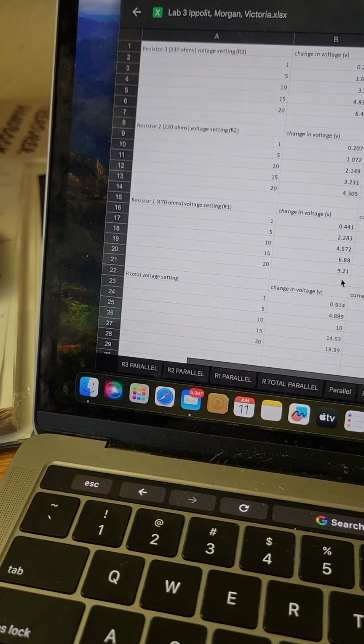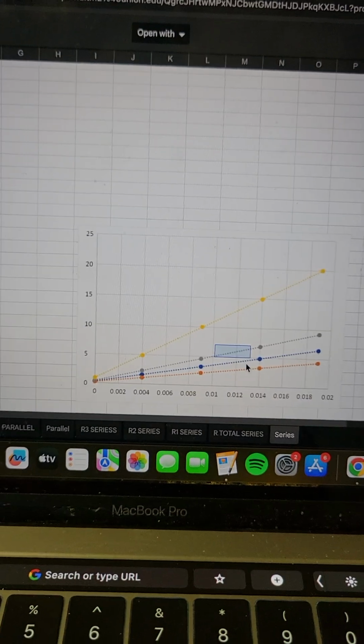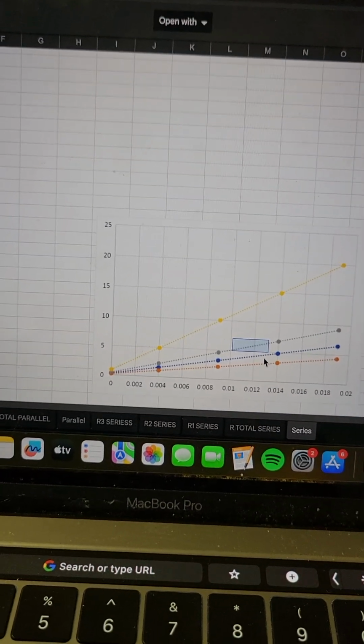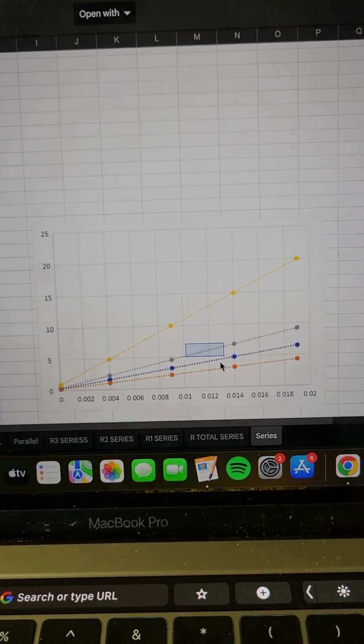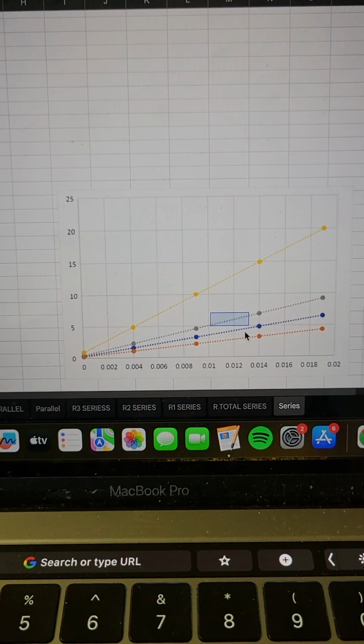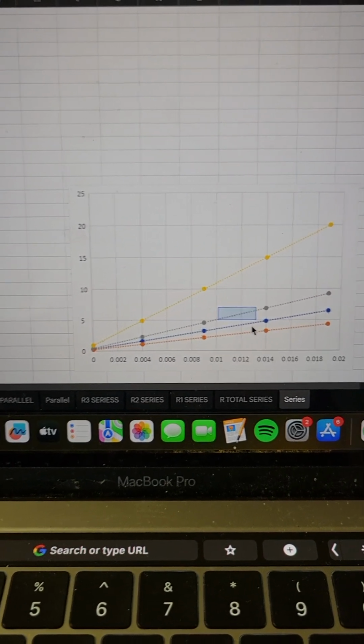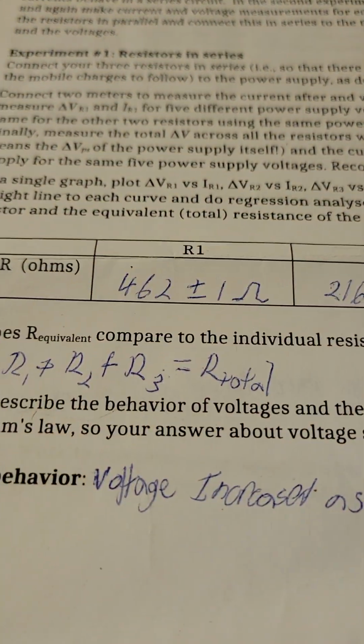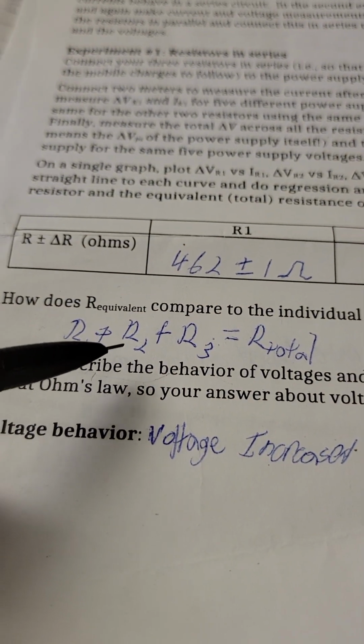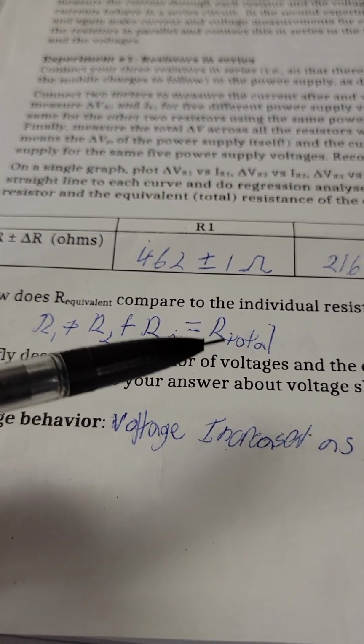Now this indicates to us that when resistors are in series, they are added together to get a total resistance. And here is our equation for that. R1 plus R2 plus R3 equals R total.